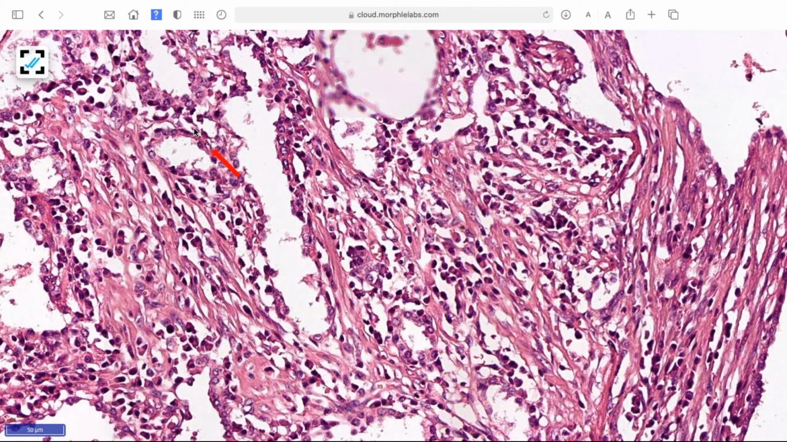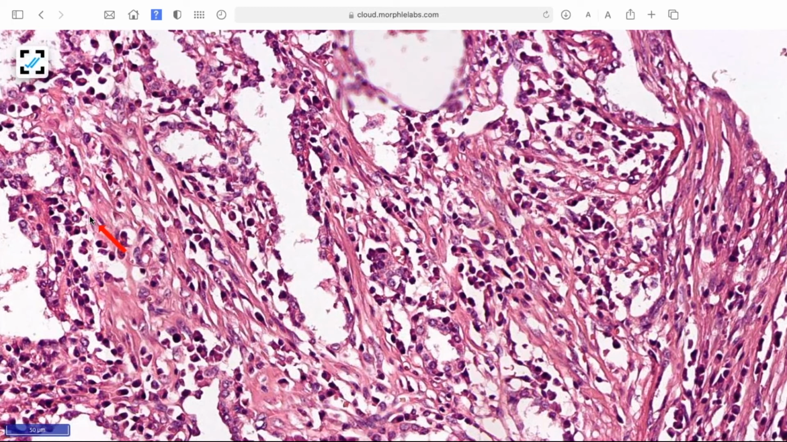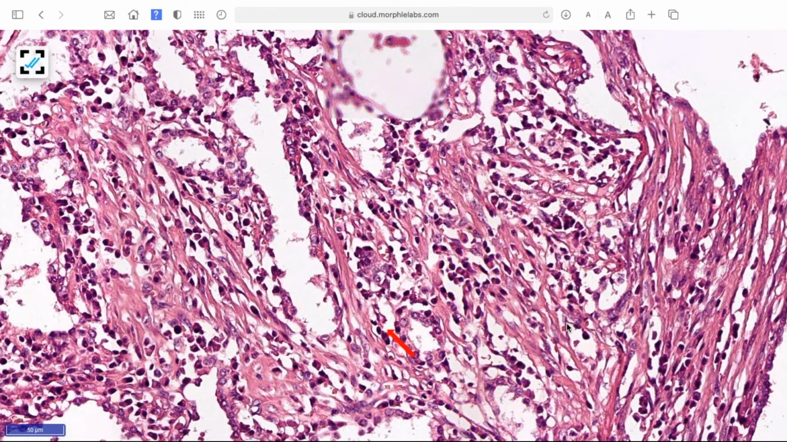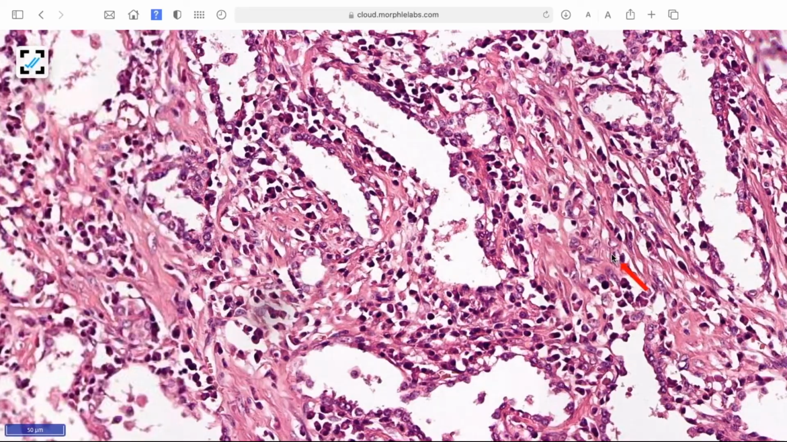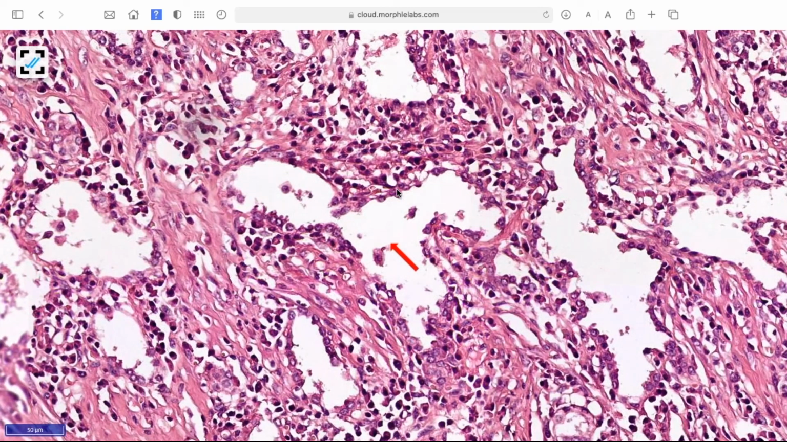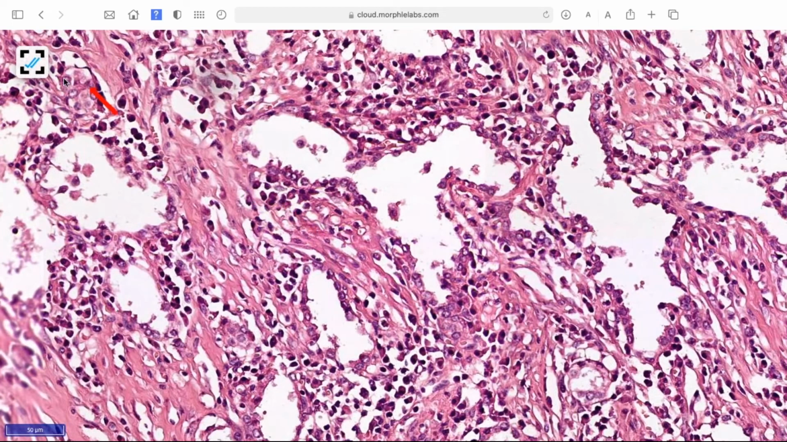This is a glandular space, and this is a glandular space, and you can see dense sclerosis with a lot of plasma cells. You can just move around. You can see the glandular spaces. You can see the sclerosis, and you can see the plasma cells.